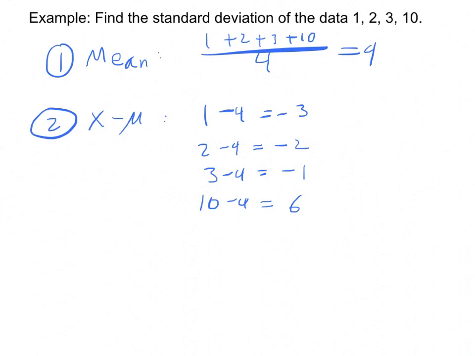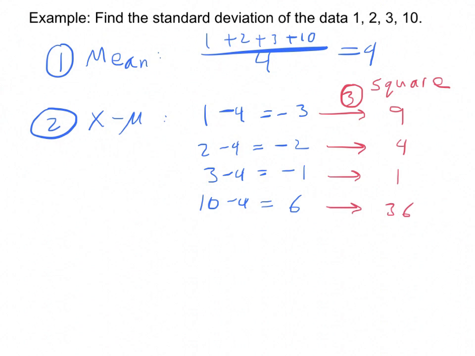Then I'm actually going to do step 3 sideways. Step 3 is where we're supposed to square those results. So the negative 3 becomes 9. The negative 2 becomes 4. The negative 1 becomes 1. And the 6 becomes 36.